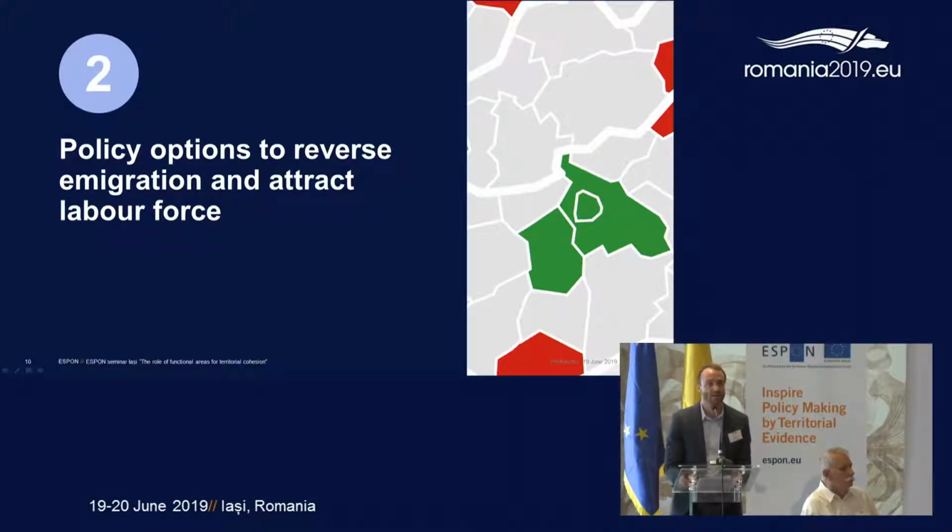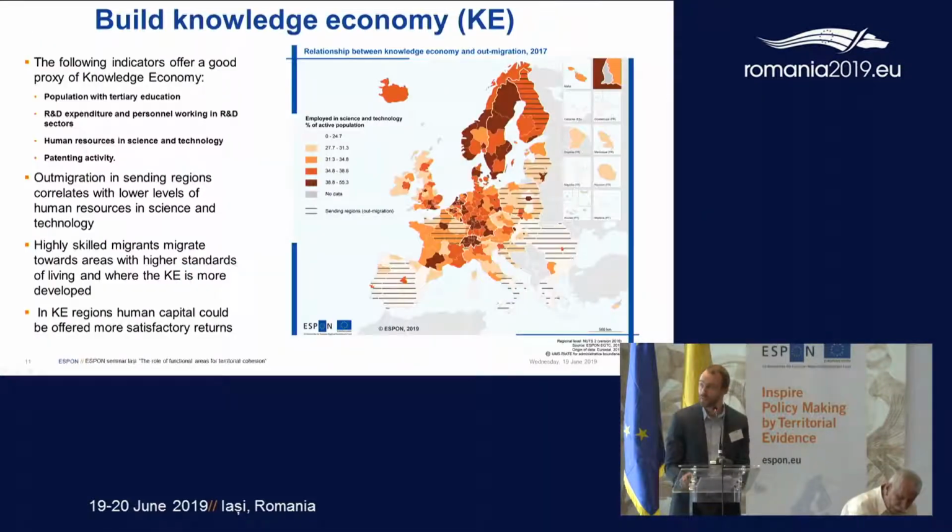So one part is current trends, and then what we try to do in the policy brief, we try to look at some policy options. So what to do about labor migration, how to reverse it or attract labor force and migrants. So one option is to build a knowledge economy, and this concept also comes from one of the ESPON projects, the ESPON Employ project. And by knowledge economy, we understand an economy which is based on innovation and a highly skilled labor force.